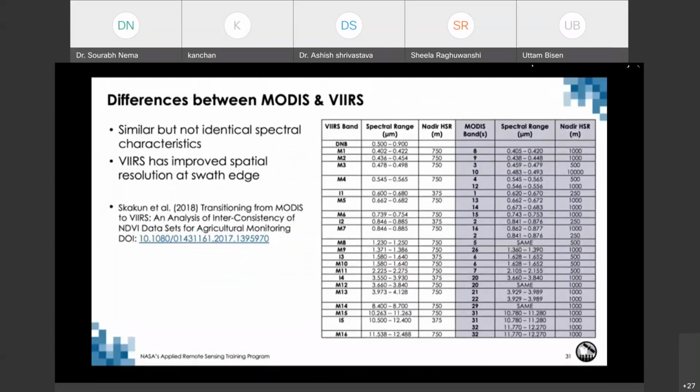As stated before, VIIRS was intended to provide continuity to the AVHRR and MODIS missions. There are many similarities between the MODIS and VIIRS instruments, but we thought it important to describe a few of the differences. For example, there are similar but not identical spectral characteristics, as seen in the chart on the right. VIIRS also has improved spatial resolution at swath edge. For more information on the similarities and differences between the two sensors, in context of calculating vegetation indices for agricultural monitoring, we've provided the following reference for Skakun, Justice, Vermote, and Roger.